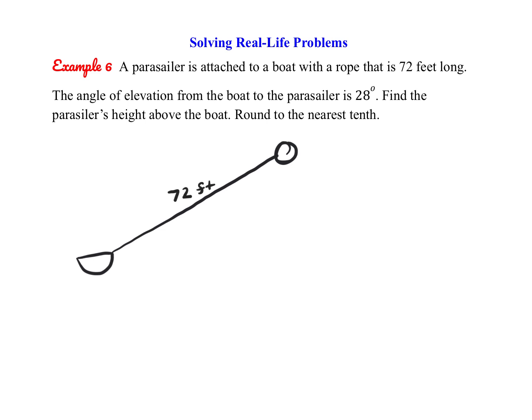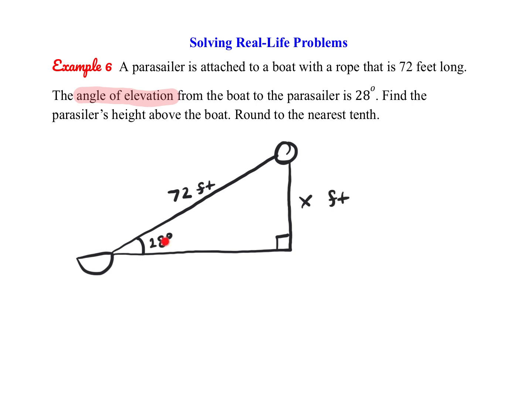Now, whenever you see the phrase angle of elevation, that angle of elevation needs to be drawn from a horizontal line. So you can imagine here's the water. Let's give that a horizontal line. So the angle between the horizontal line and the rope will be that angle of elevation, and that is 28 degrees. And they want to know the parasailer's height, which would be this distance, and then this makes our right triangle. So this is what we are trying to find.